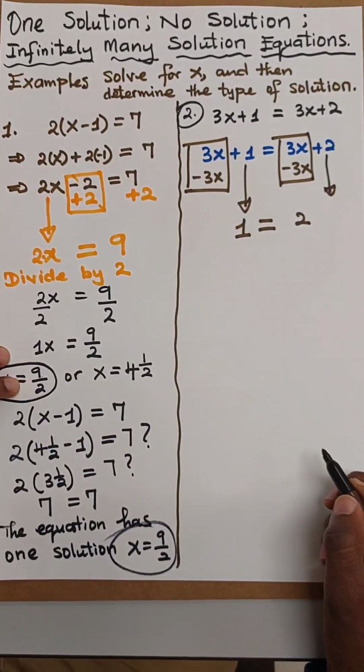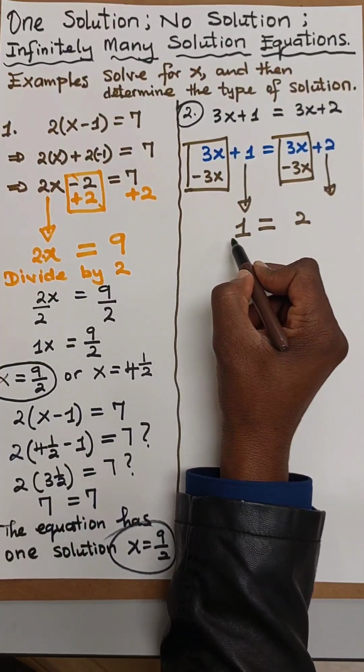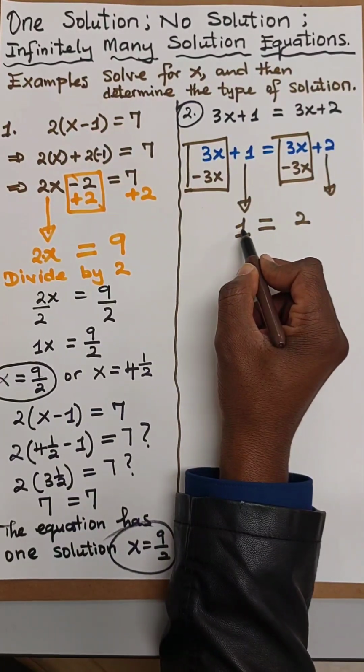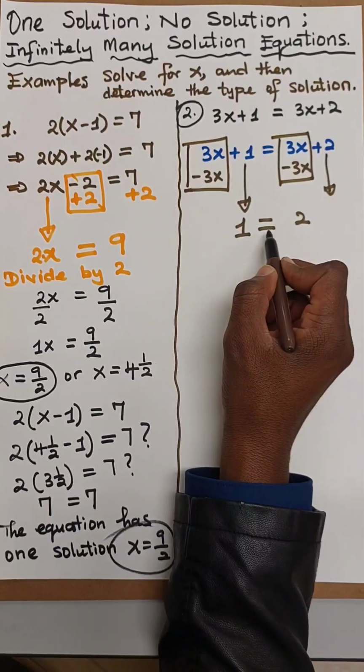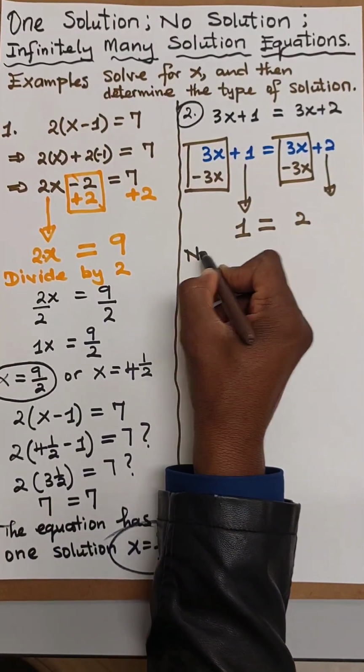Now you are left with a mathematical statement that says 1 is equal to 2. But we all know that 1 is not equal to 2. So when an equation ends with an untrue statement, it is said to have no solution.